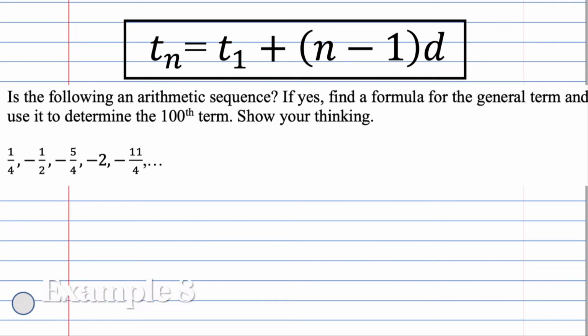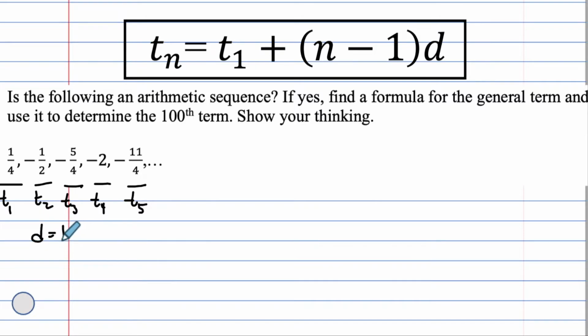Is the following an arithmetic sequence? If yes, find a formula for the general term and use it to determine the 100th term. Show your thinking. All right, so first off, we need to prove that D is the same for every jump. And in fact, you have to show each one. So let's label them. T of 1, T of 2, T of 3, T of 4, and T of 5. And we'll have to check every single one.